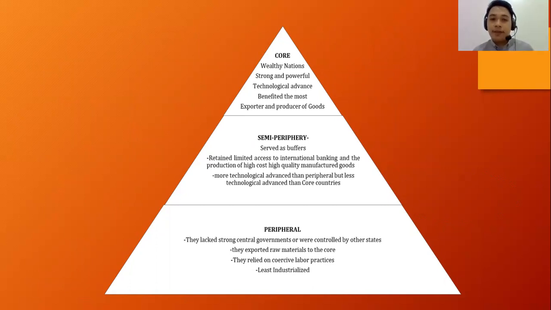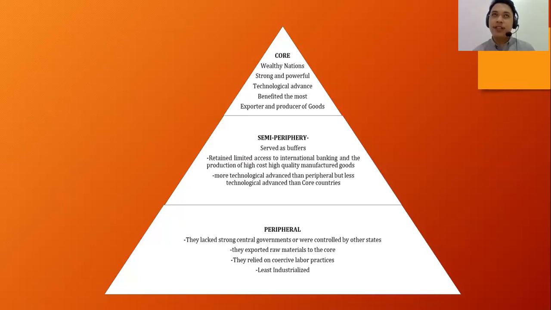Next is the semi-periphery. So it retained limited access to international banking and the production of high-cost, high-quality manufactured goods. More technologically advanced than peripheral, but less technologically advanced than core countries. So sa semi-periphery, pwede siyang mataas yung kanyang ekonomiya, pero hindi siya sintaas ni core. So probably, nagkakaroon po tayo ng mas mababa yung kanyang classification. So these are the developing countries.